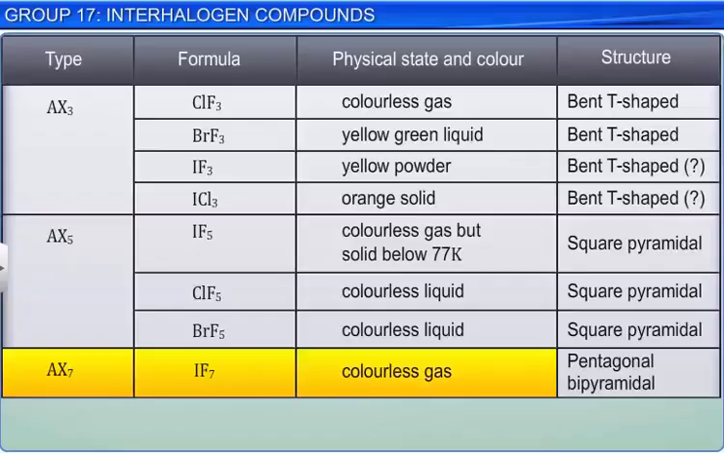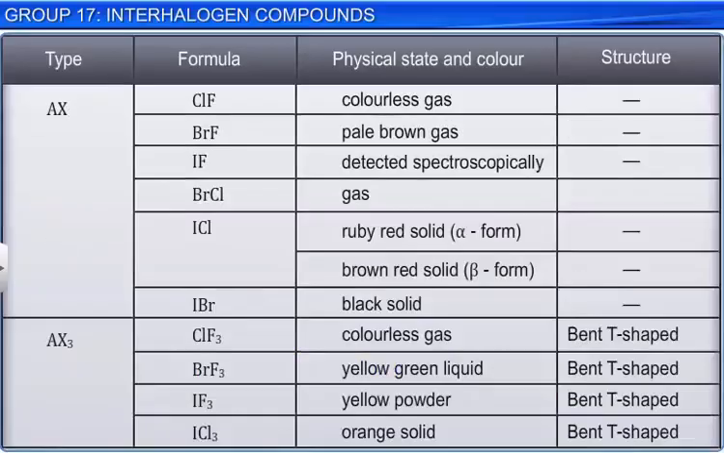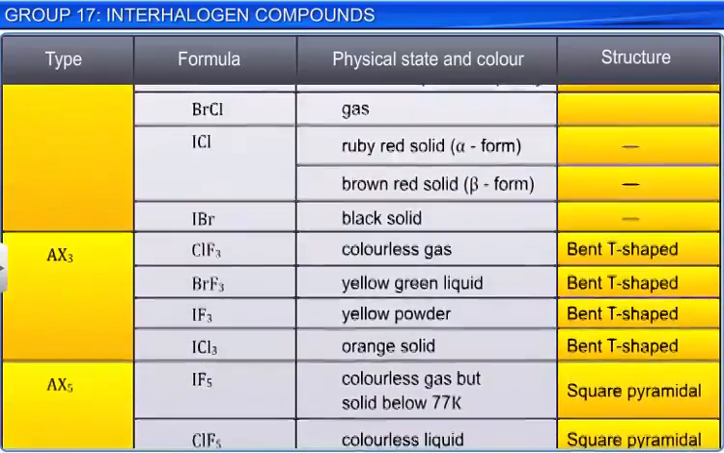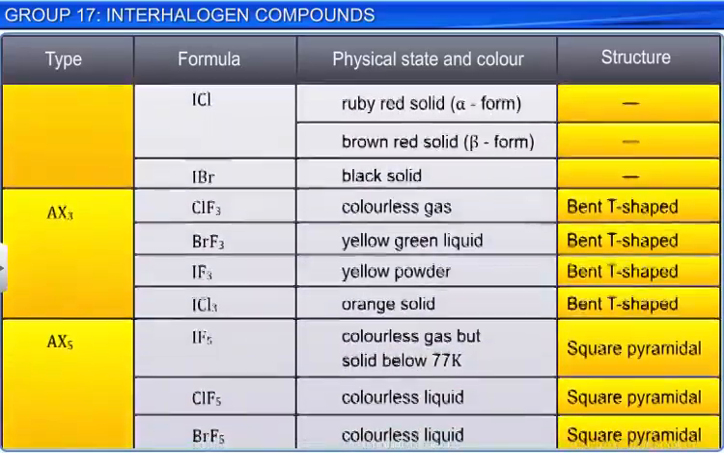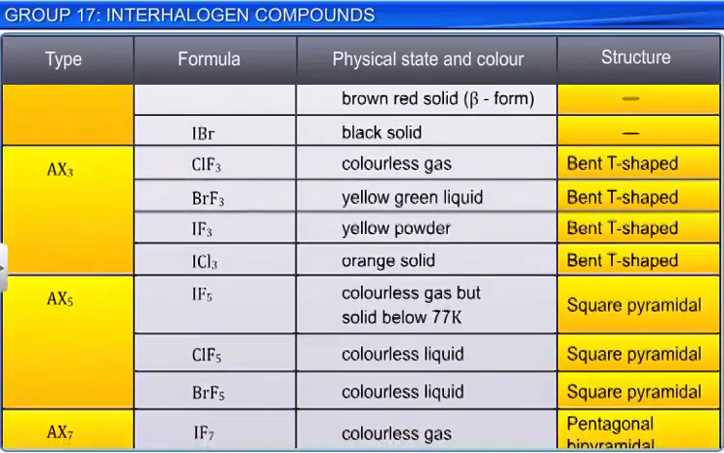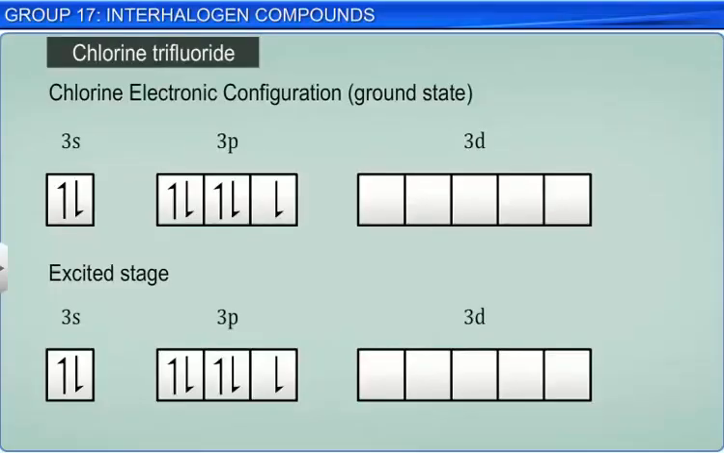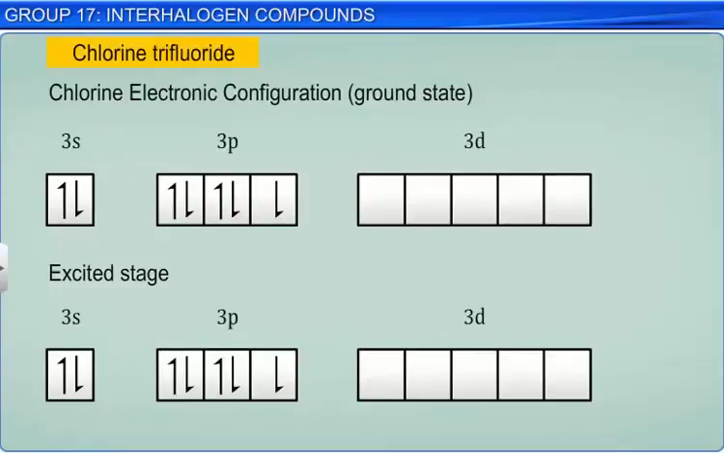Structures of these different types of interhalogens are different from one another. The structures of these molecules are explained using VSEPR theory. Let us now deduce the structure of chlorine trifluoride.